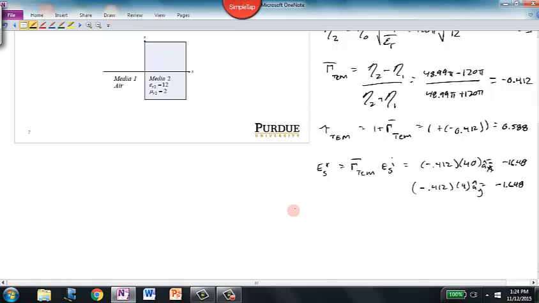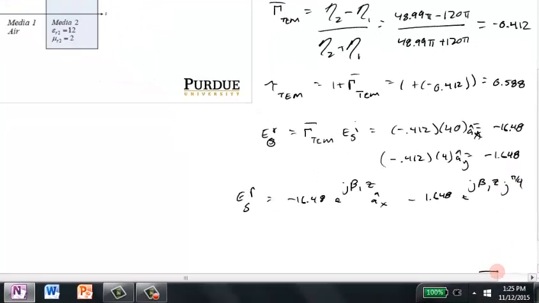So I can now write ES of R. Oh, sorry, that's E0 of R. That's not ES of R. ES of R is equal to minus 16.48, that's the initial amplitude I determined here, e to the j beta 1z, that's in the a hat x direction, minus 1.648 e to the j beta 1z e to the j pi over 4, and that's in the y direction.